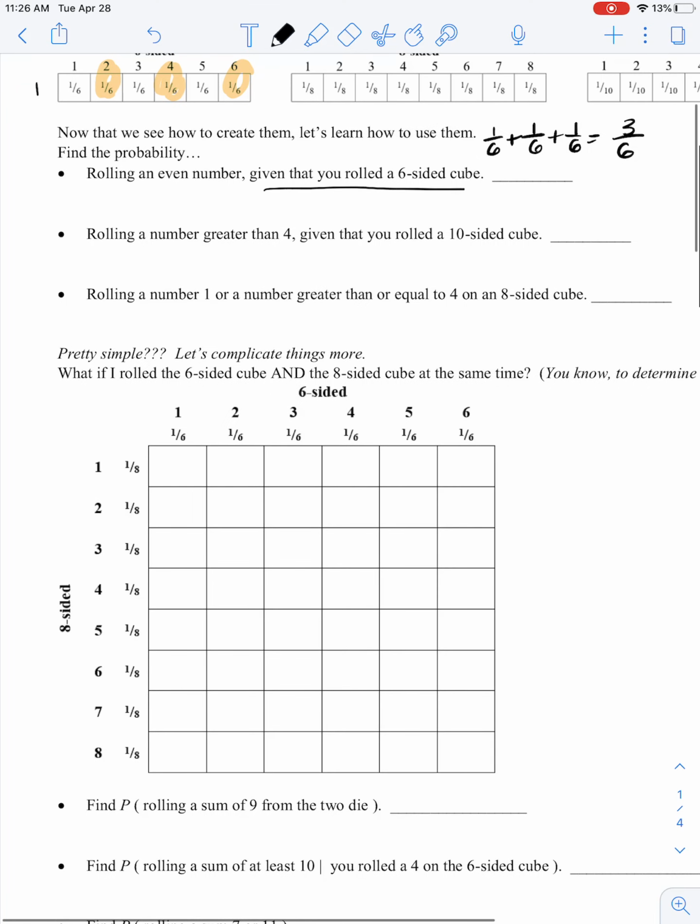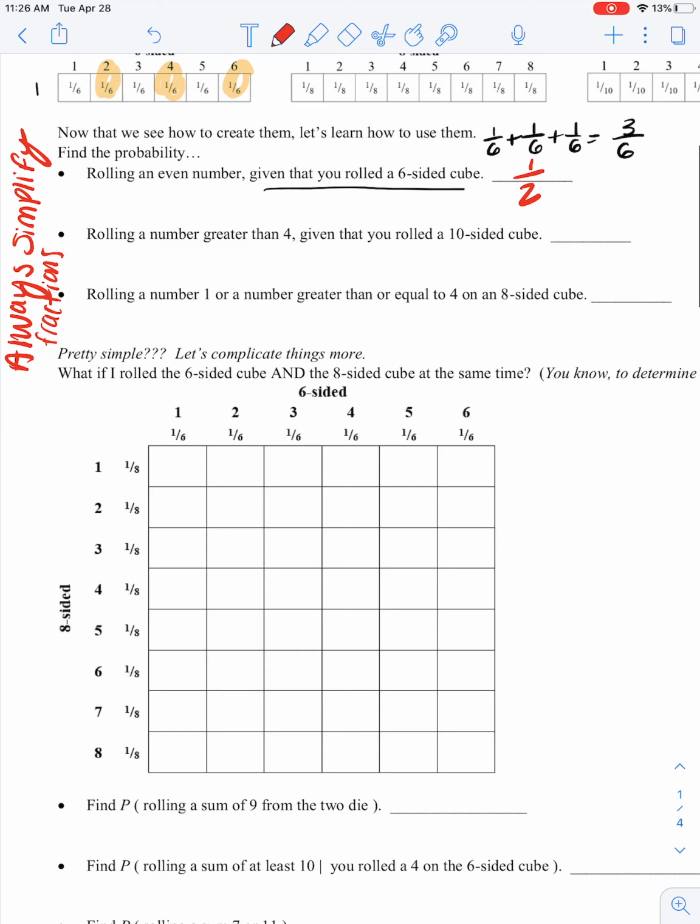And one thing to always remember in probabilities, you always simplify your fractions. So that is key. 3/6 is equal to 1/2. So that is the probability of rolling an even number on a 6-sided cube, which makes sense. Think about it. 6-sided cube, half the numbers are even, half the numbers are odd. So you have a 50% chance of rolling an even number.